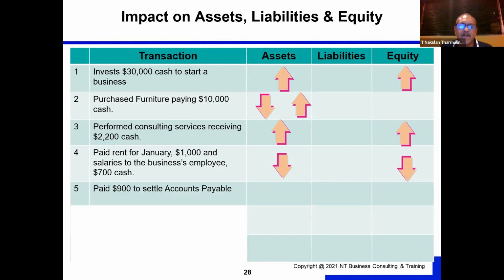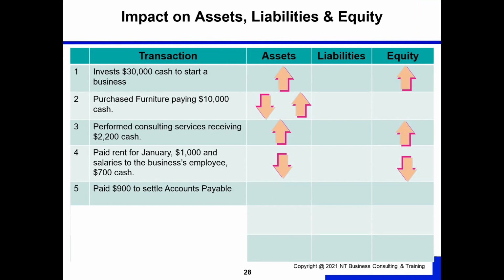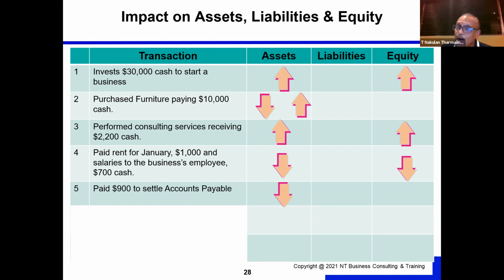You paid $900 to settle accounts payable. So you paid cash $900. So what happens to your asset? Asset goes down. Equity goes down. No. Liability goes down. Accounts payable is a creditor. You have already recorded the creditors as an expense before this, and that's why it transformed itself into a creditor. It's a liability. By paying the liability, your liability goes down.